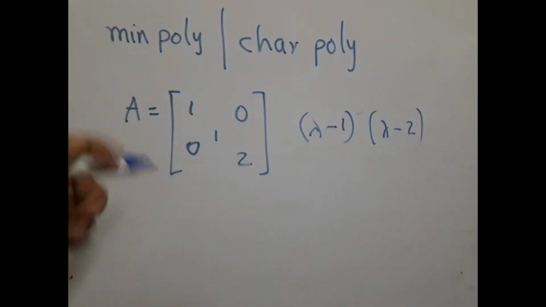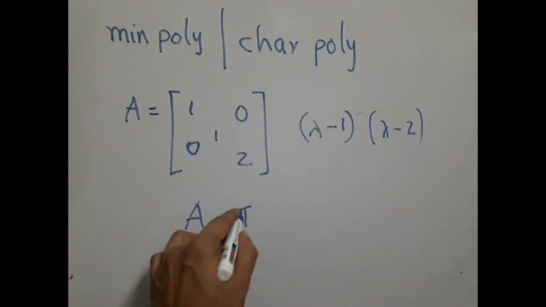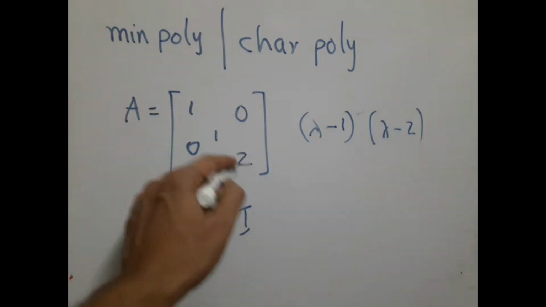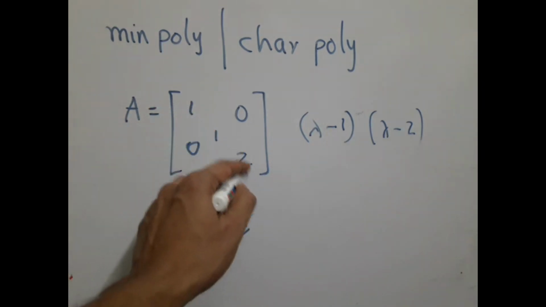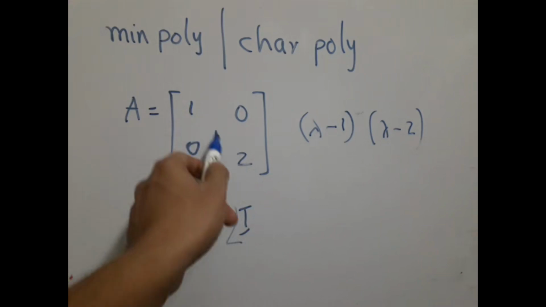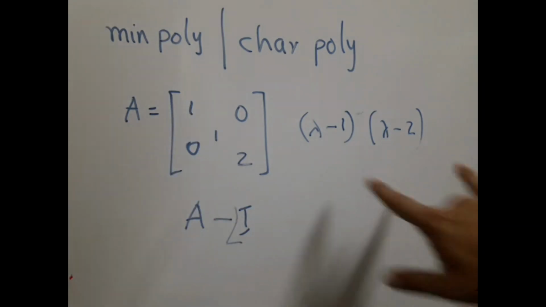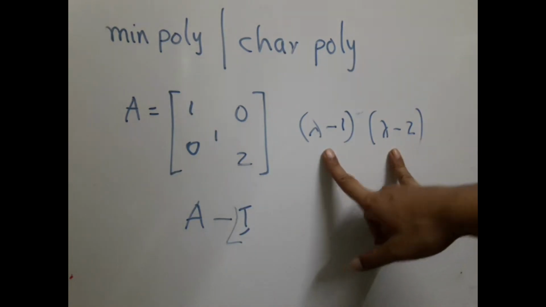If I evaluate it at A, I will get A minus, the role of 1 is played by I, and that will have 0, 0, but this 2 will only go down to 1, so it will not be the 0 matrix. Similarly, lambda minus 2i will kill this, but will have minus 1 here. So in this case, I can say that this is the minimal polynomial.